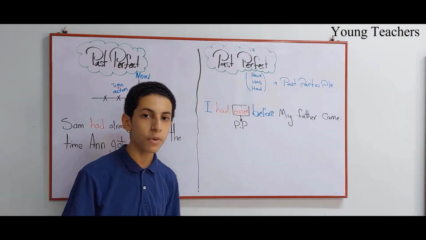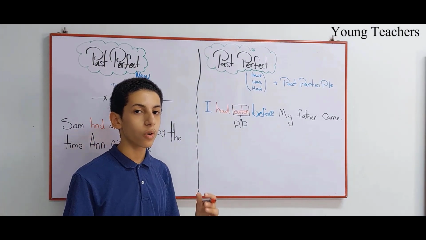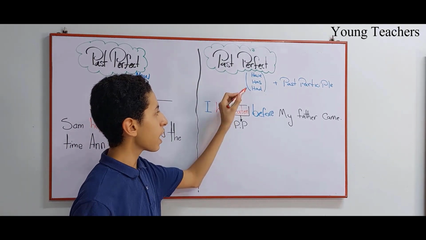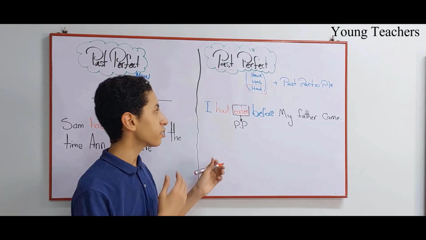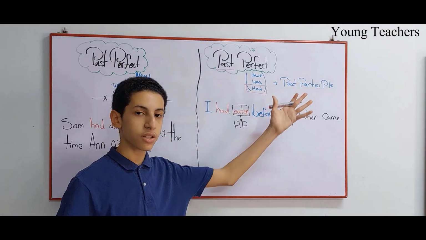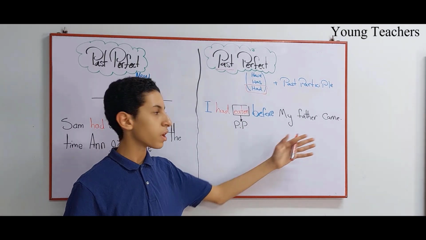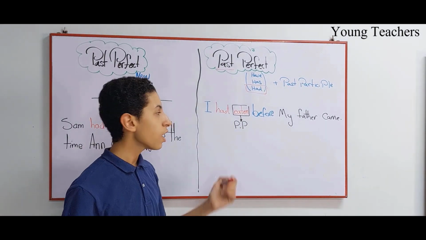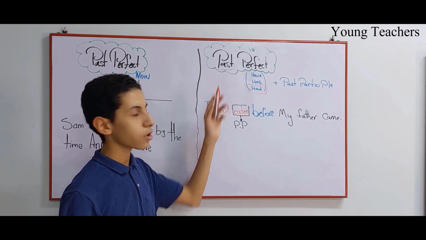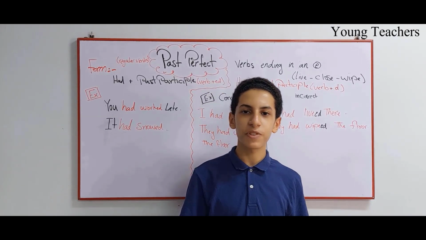And with the form, perfect means have or has or had. And we have to use had because there's a past. So past means that we have to use had plus the past participle. For example, I had eaten before my father came. So eaten here is the past participle, and we use had because it is a past perfect tense. And now Mariam will teach you how to form the past perfect.